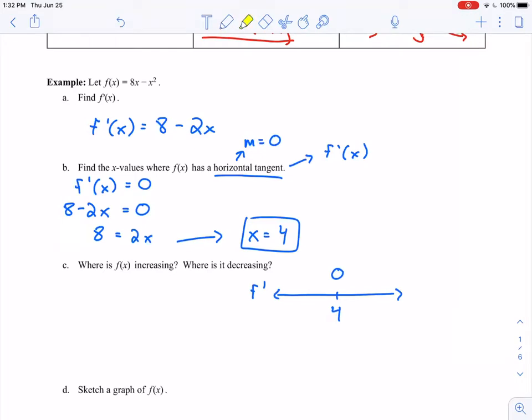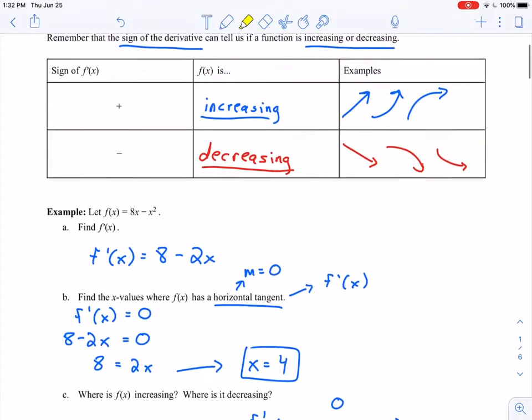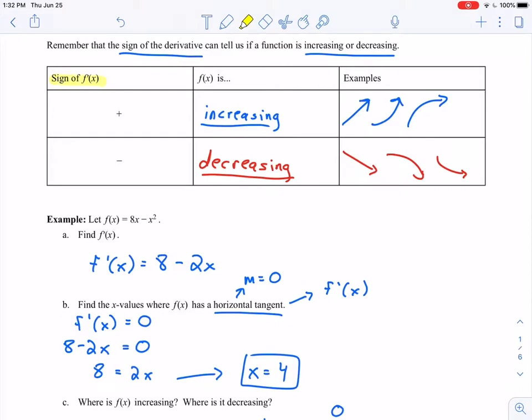And essentially what I've done is I've broken my number line up into two parts. I've got all of this area to the left of 4, so this represents all numbers that are less than 4. And then I've got all this space over here to the right of 4. These are all numbers that are greater than 4. So what I want to do is use this information that we gave earlier. We're going to look at the sign of f prime of x to talk about where f of x is either increasing or decreasing.